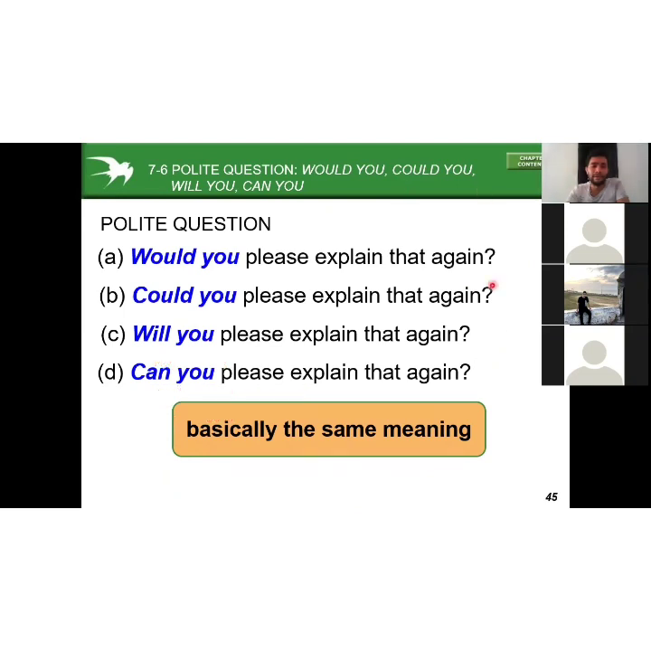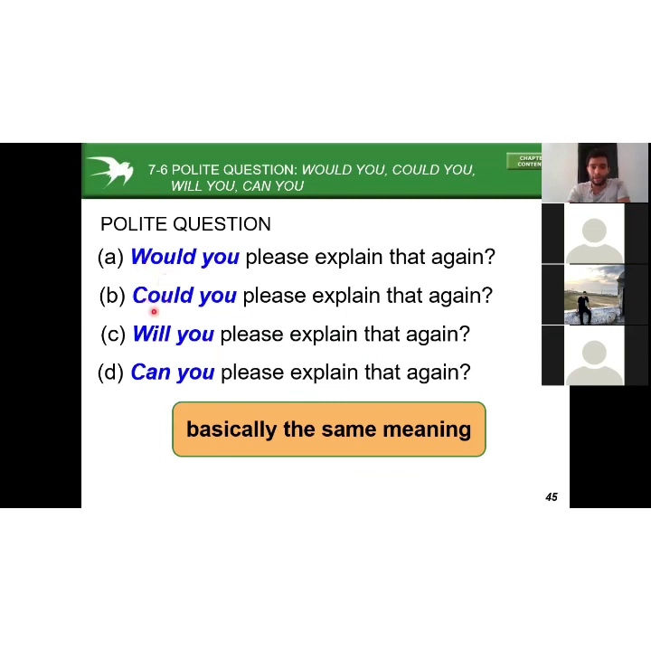There it is. So take a look. Would you please explain that again? Could you please explain that again? And can you please explain that again? Guys, they all have the same meaning, basically the same meaning, right? If you translate them into Spanish, it's the same.